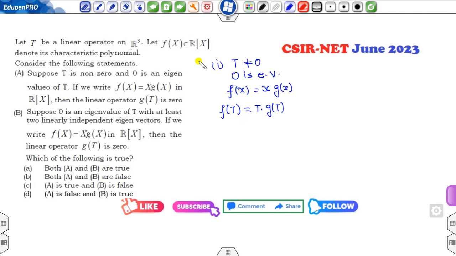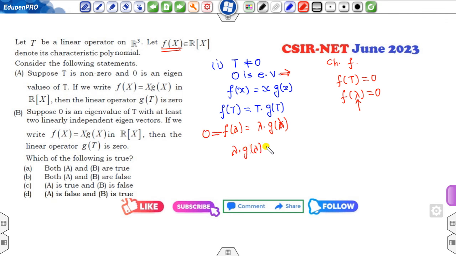Fine. So f(x) is my characteristic polynomial, and 0 is one of the eigenvalues. That means f(lambda) is 0 for an eigenvalue lambda. So I can say f(lambda) is lambda times g(lambda), because f(lambda) is 0. That means either this is 0 or this is 0. But since 0 is only one of the eigenvalues, g may not be 0.